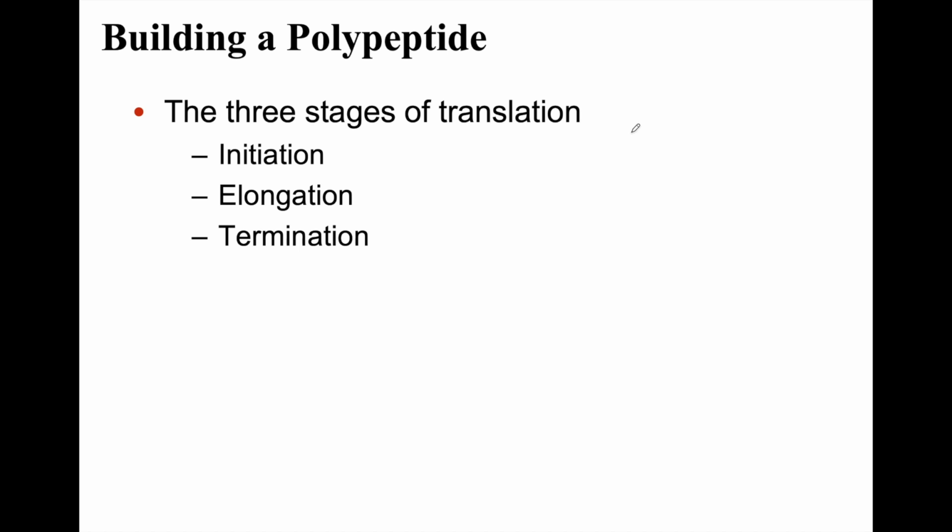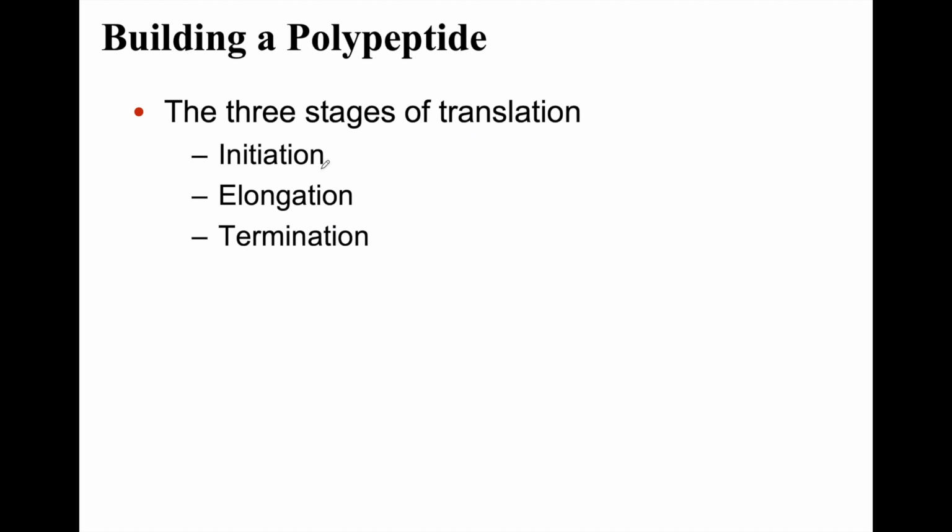Now, a little warning when you're reading the chapter and studying for the exam: remember I didn't make you learn all the details about transcription. Well, transcription also has 3 stages, and those 3 stages have the exact same names. They're called initiation, elongation, and termination. So make sure you do not mix up initiation of transcription and initiation of translation. They're not the same thing. Elongation of transcription and elongation of translation are not the same thing. Termination of transcription and termination of translation are not the same thing.